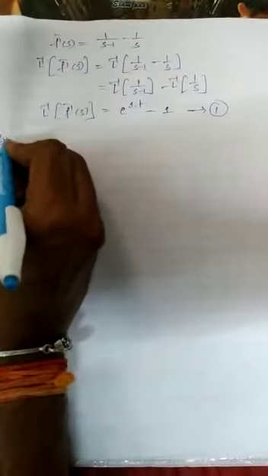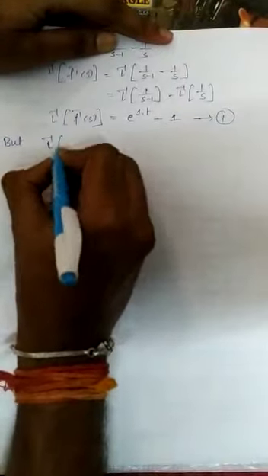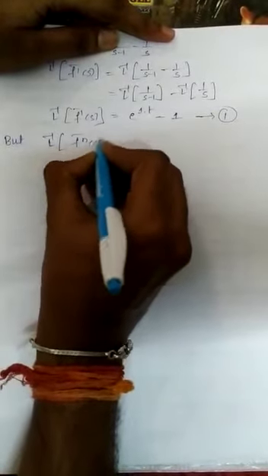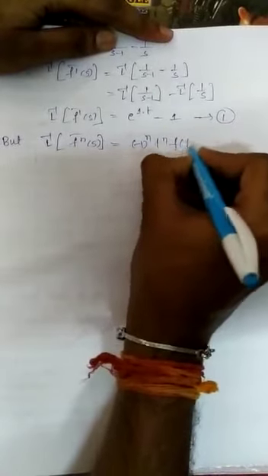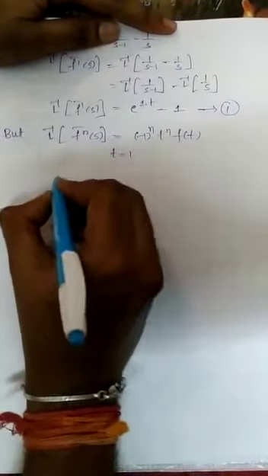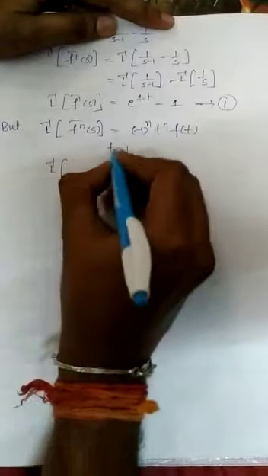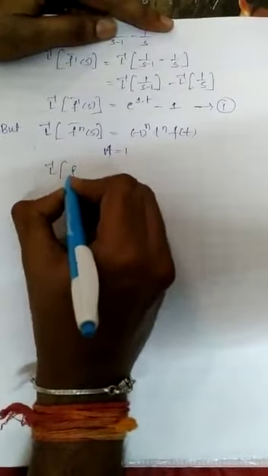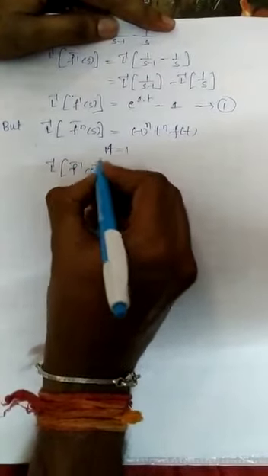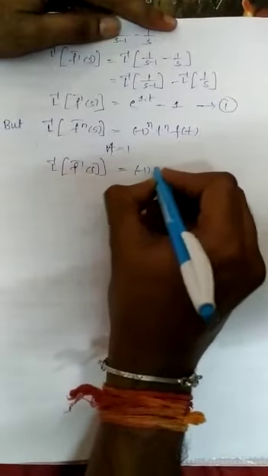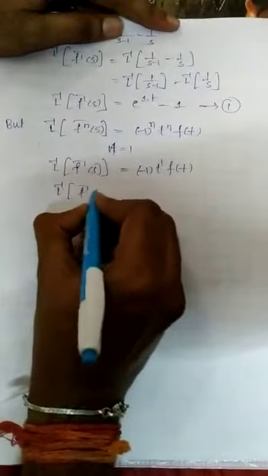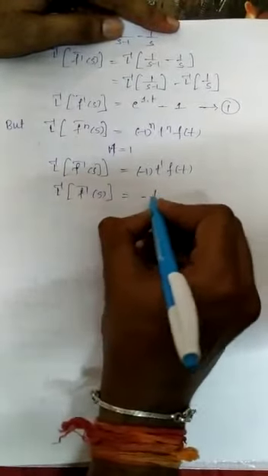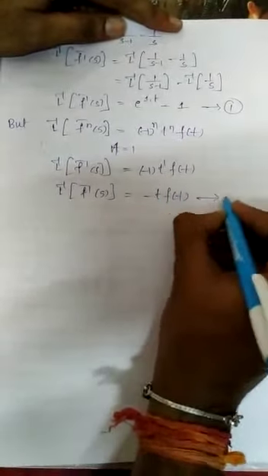But by using inverse Laplace transforms of derivatives, we have this formula, right? Laplace inverse of f to the power of n bar of s equals minus 1 to the power of n into t to the power of n into f of t. So let us take n equal to 1 here. So Laplace inverse of f dash bar of s equals minus 1 into t to the power of 1 into f of t. Okay, Laplace inverse of f dash bar of s value is what? Minus t into f of t. Consider it as equation number 2.